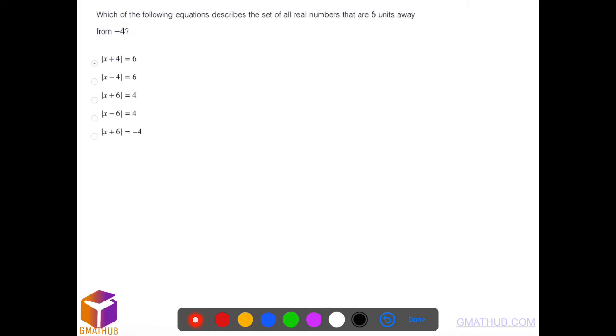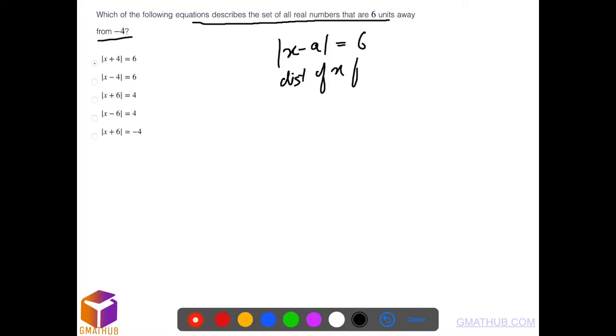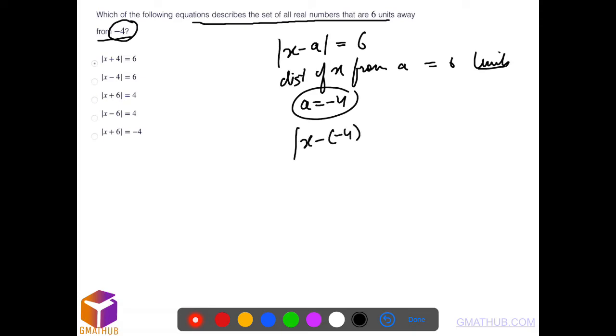For example, which of the following equations describes the set of all real numbers that are 6 units away from minus 4? So mod of x minus a is equal to 6. Distance of x from a is equal to 6 units. So a is equal to negative 4 here, distance from negative 4. So that's what it becomes. That's our answer.